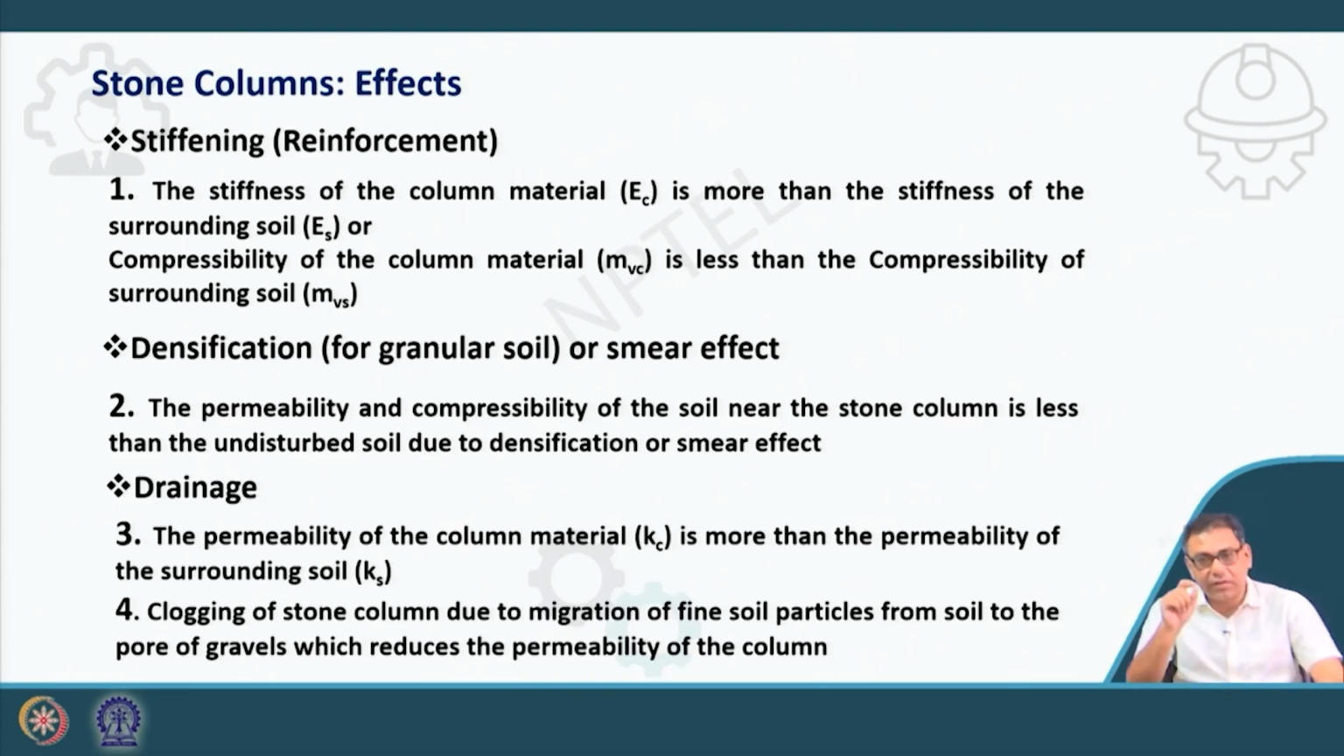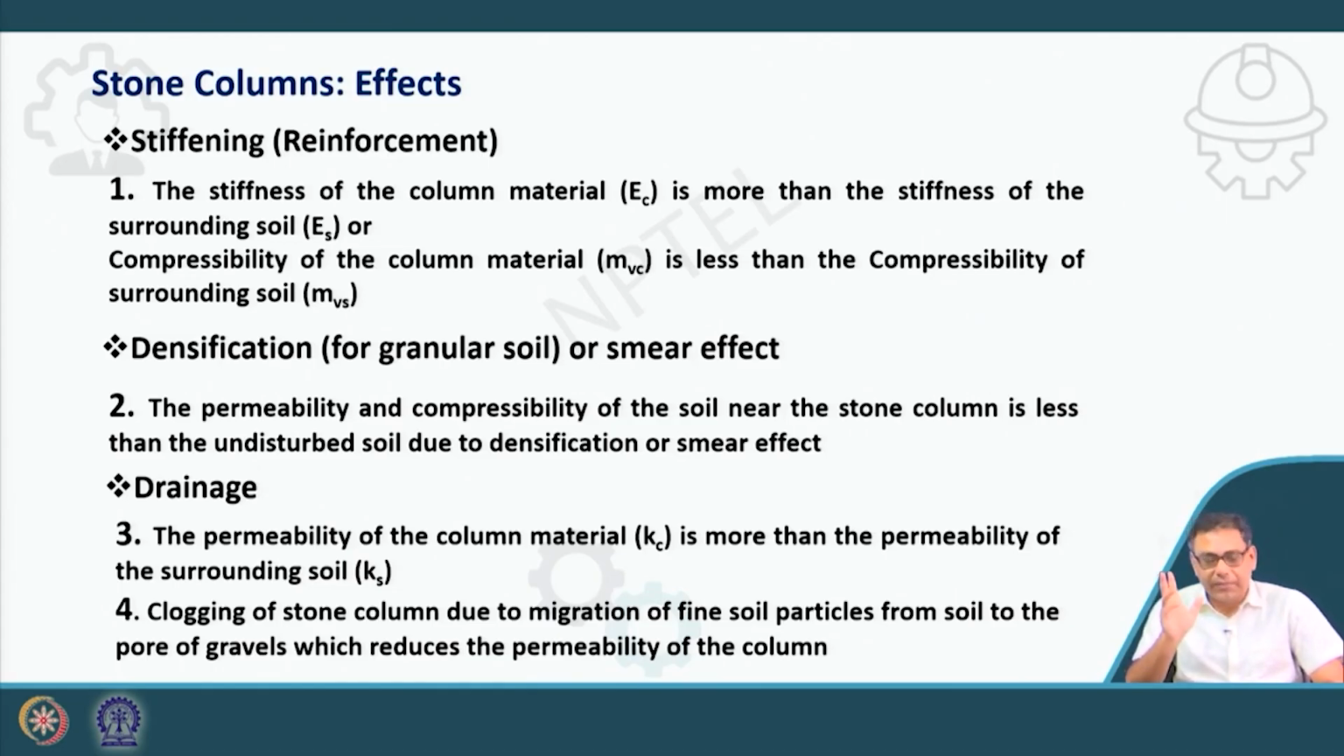Now, what are the different effects of stone column? It is a stiffening material, so it will act for reinforcement purpose. Why will it increase the stiffness of the soil? Because the stiffness of the stone column material is more than the stiffness of the surrounding soil. We express stiffness in terms of elastic modulus. That means the E value of the stone column is greater than the E value of the surrounding soil.